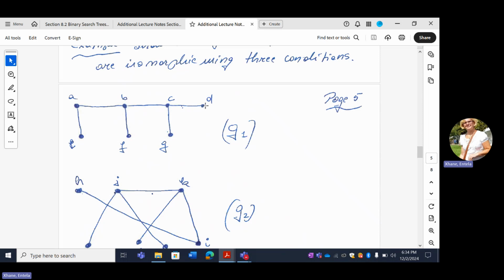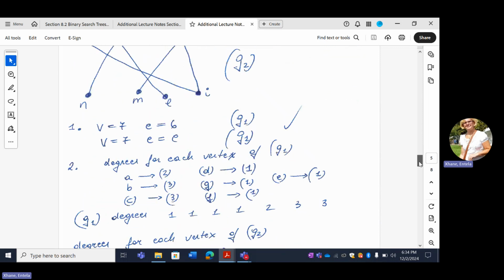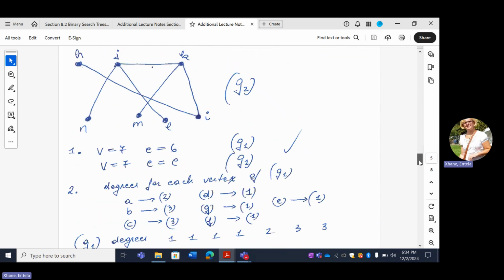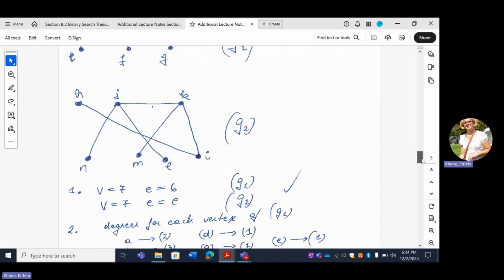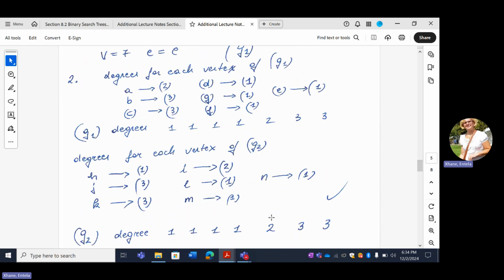Vertex D has only one edge directly connected to C, so degree is 1. Vertex E also has a degree 1. Vertex F also has a degree 1. And then vertex G also has a degree 1 because it's only connected to one vertex with a direct edge. So the sequence of the degrees, if I place them in order, starts with 1, 1, 1, 1 for 4 vertices, and then a 2, and then a 3 and a 3.